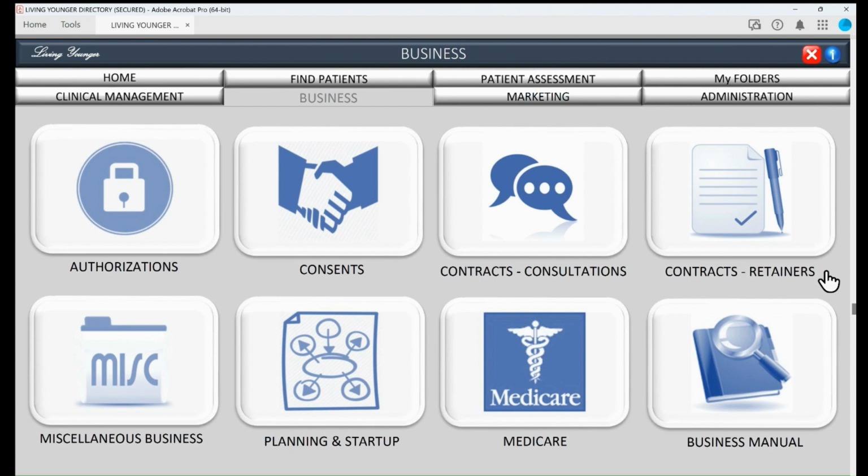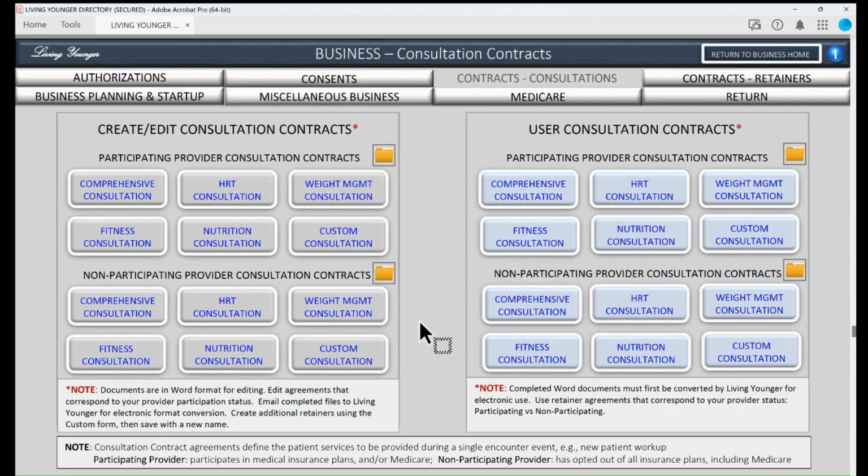Furthermore, if you're a provider that still participates in insurance plans and/or Medicare, we have private pay contracts you can use. And also for those who have opted out of all insurance plans and Medicare, there are contracts as well. By default, our contracts are set up in a Word file format so that they can be edited. And we work with each client individually, one-on-one, to help customize the documents. That'll be done at a separate one-on-one session.